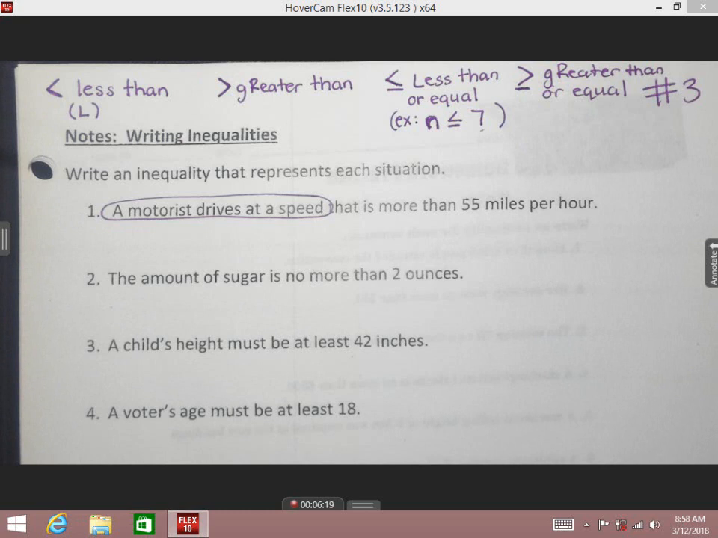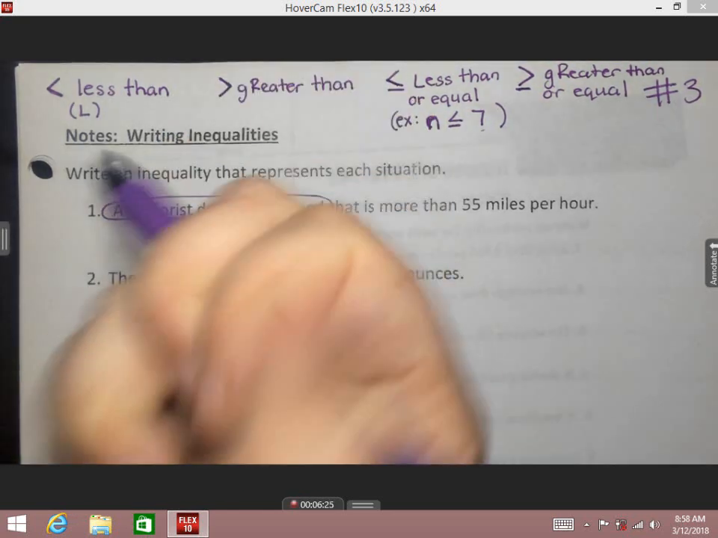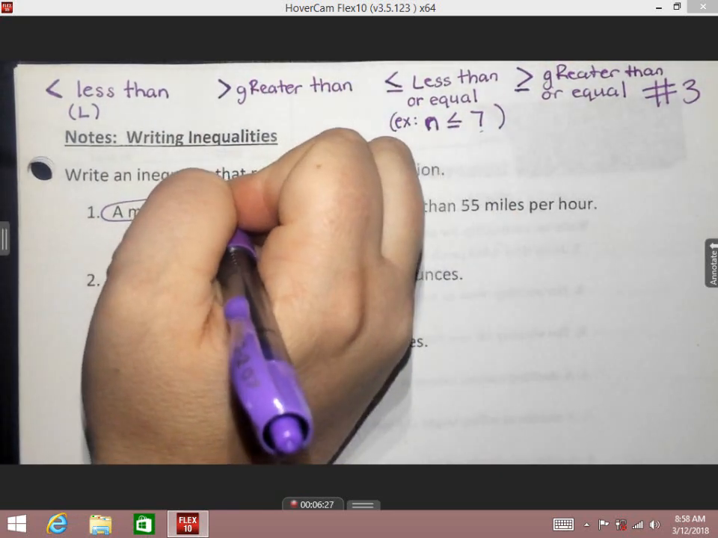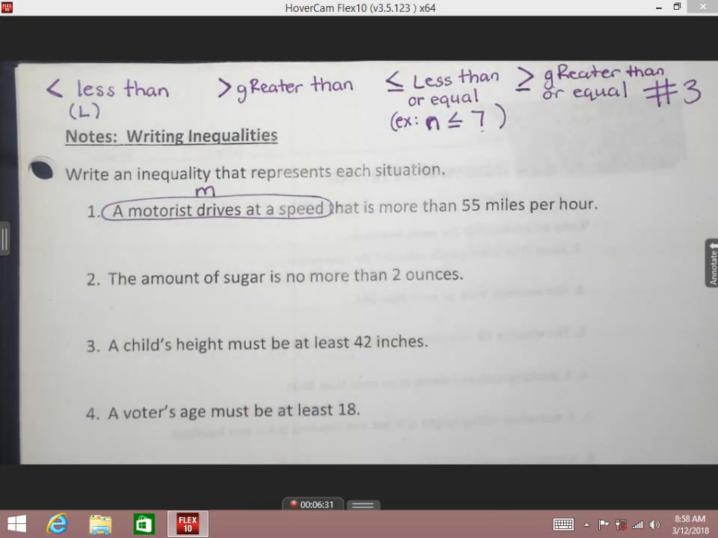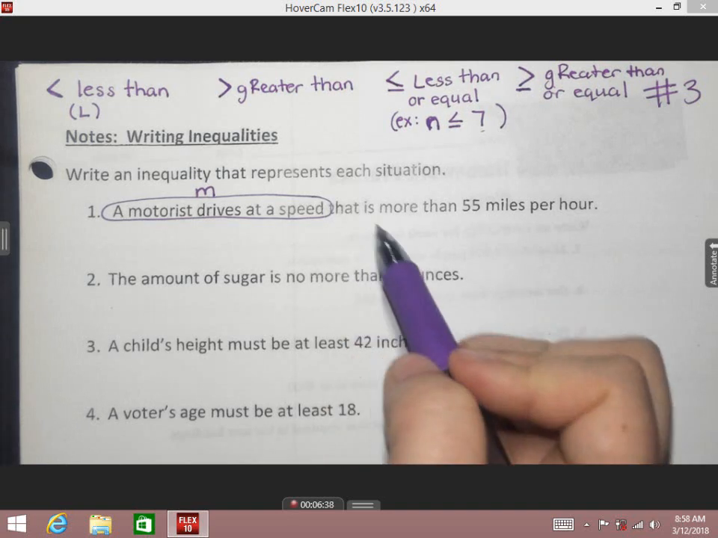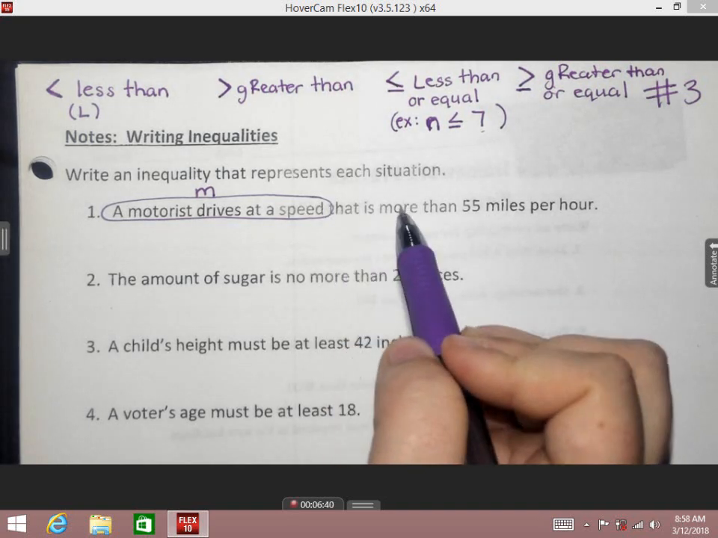What would be a good variable for that? What do you want to use as your variable? Okay. We can use M because we're talking about a motorist. We could use S because we're talking about his speed. We could use D because he's driving. Okay. I like M. So it says my motorist. Now it says his speed is more than 55.